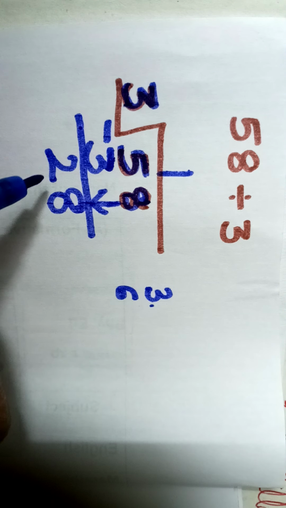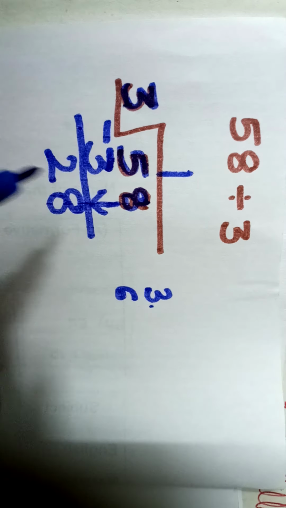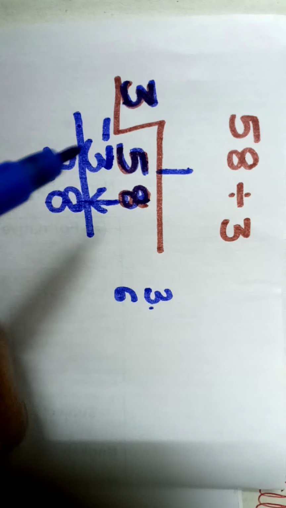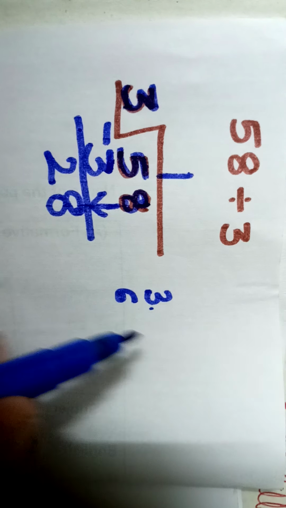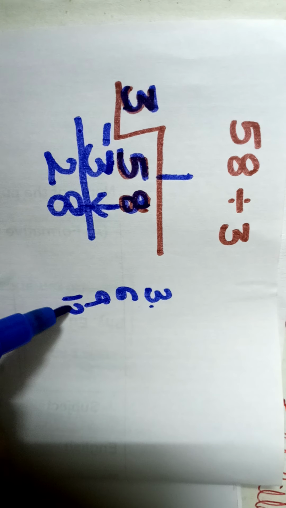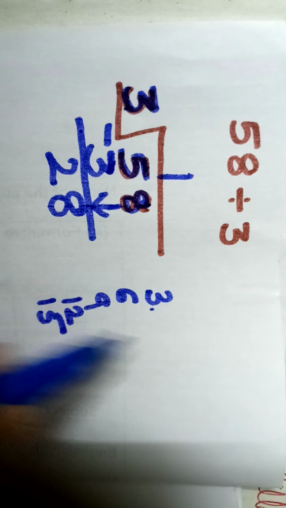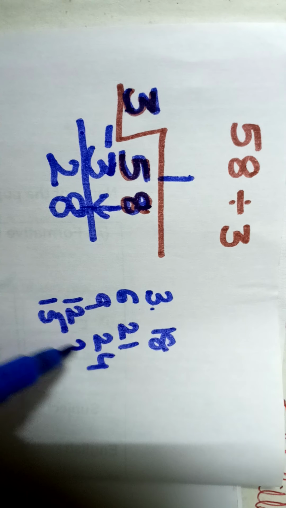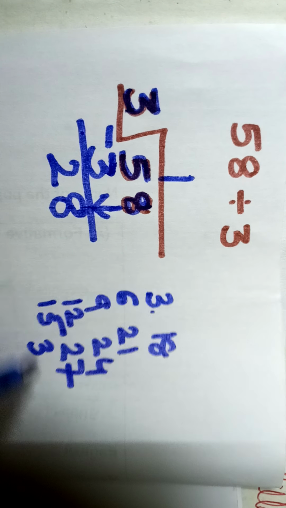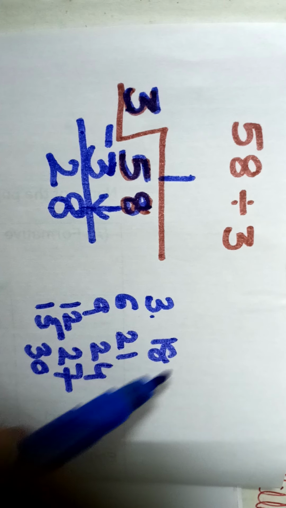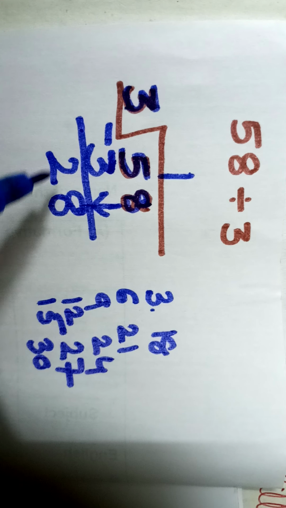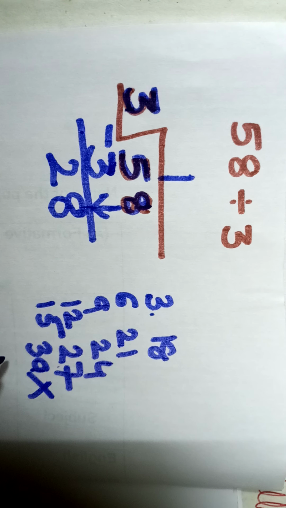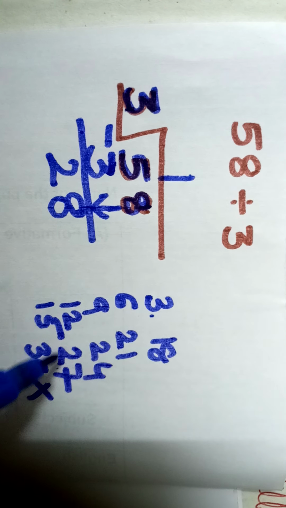So when this first digit is smaller than the 3, that time we can take the full number 28. 3 ones are 3, 3 twos are 6, 3 threes are 9, 3 fours are 12, 3 fives are 15, 3 sixes are 18, 3 sevens are 21, 3 eights are 24, 3 nines are 27, 3 tens are 30. Now which table will go in this? From 28, what can you minus? Can you minus 30? No, because 30 is bigger than 28.